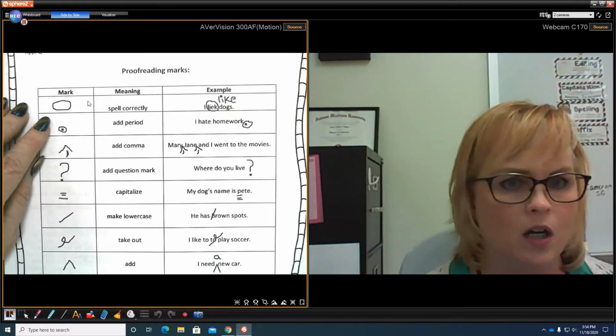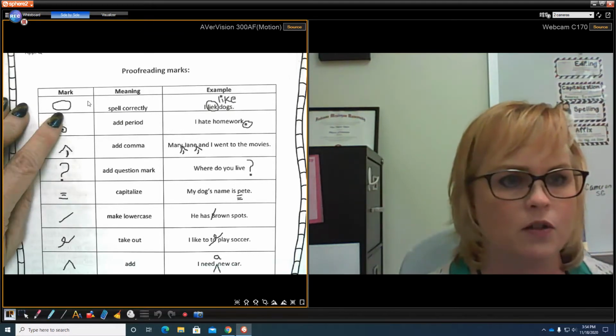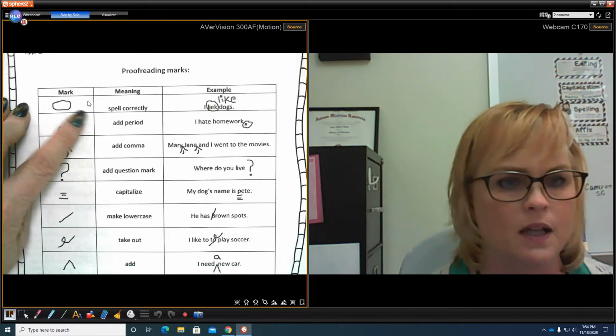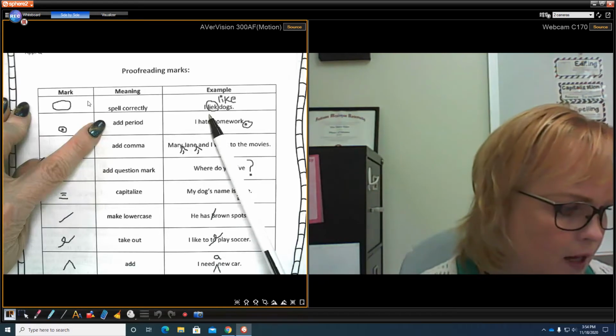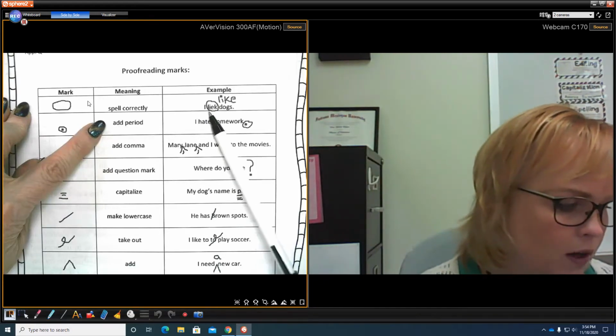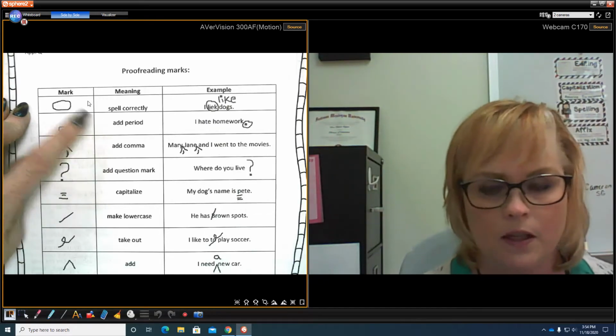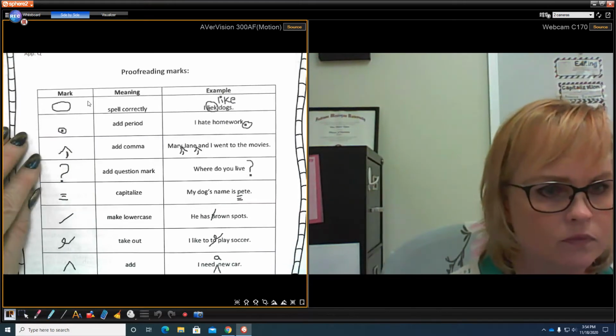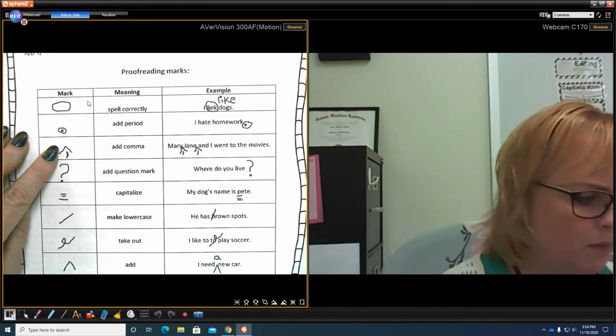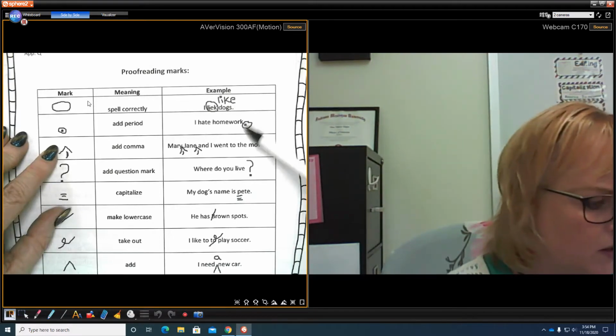This is the mark, and if you see something circled, it means that it needs to be spelled correctly. So for example, L-I-E-K, you circle the word and then you just write it above it. This saves you a lot of eraser and you don't have to rewrite the whole thing. If you need to add a period somewhere, you just put a dot there and circle it.